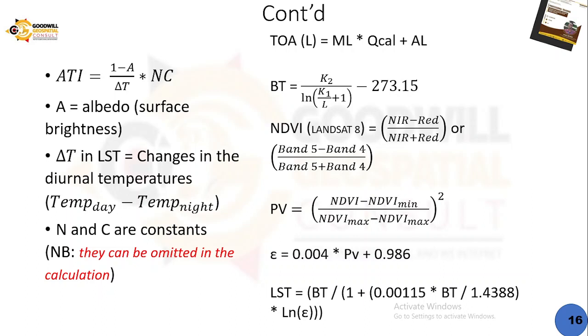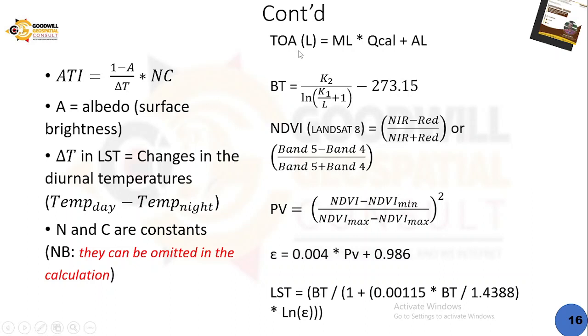Now albedo is the surface brightness. The change in land surface temperature is the change between the diurnal temperatures in the day and at night. So the difference in those temperature regimes will help us find the change in temperature. Now, how do we calculate the land surface temperature?